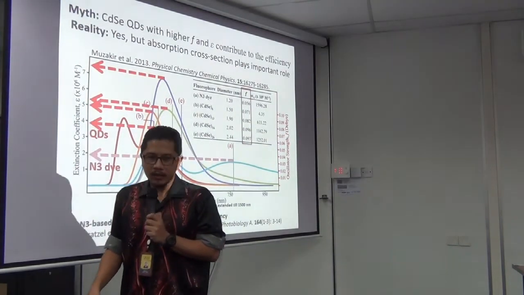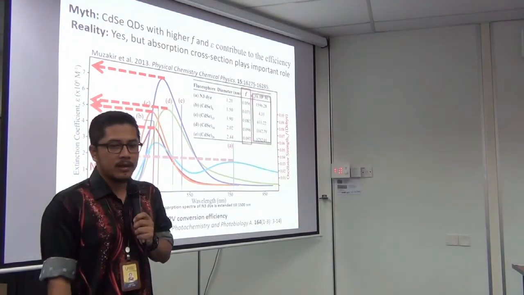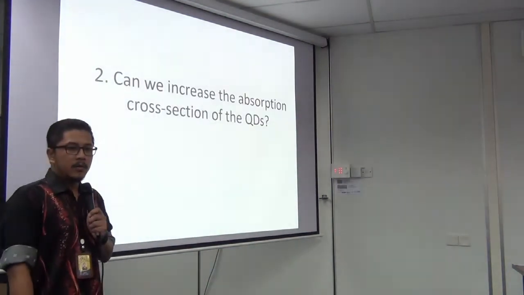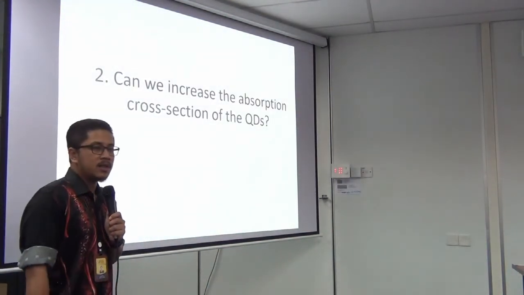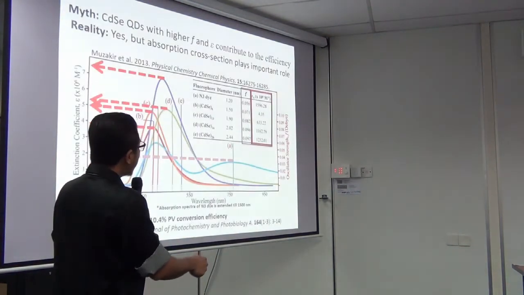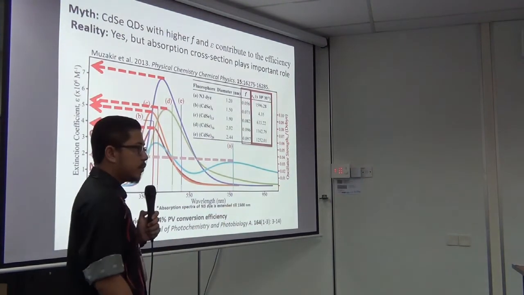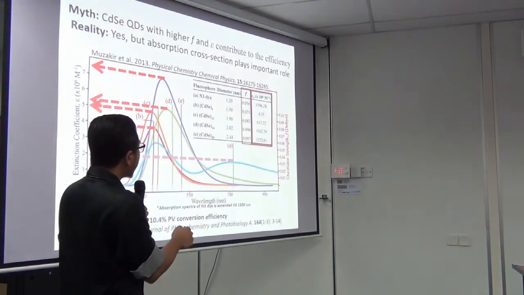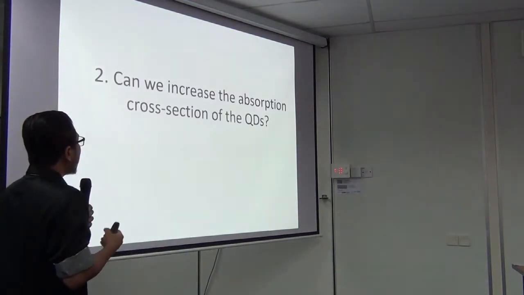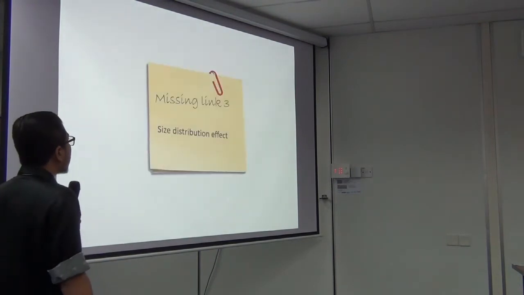Okay, this is how we read. I have mentioned how we read the F and how we read the epsilon. So can we increase the absorption cross section of the QDs? This is the challenge. It is proven that the width, I mean the alpha A, is important, and the QDs have very low alpha A. So can we increase the absorption cross-section, or the alpha A, of the QDs? Yes, we can, of course.